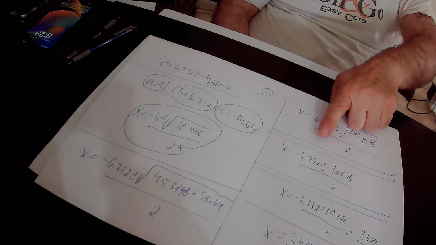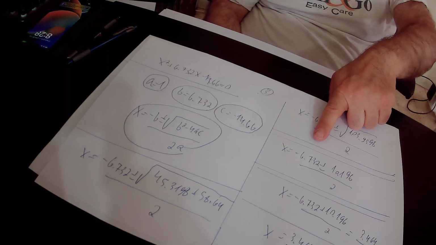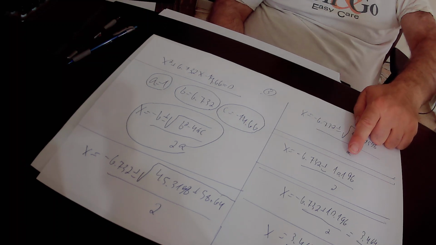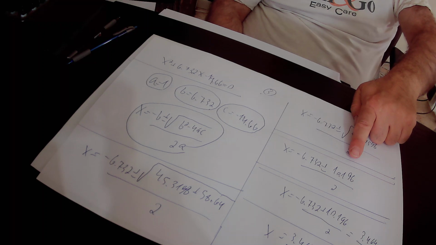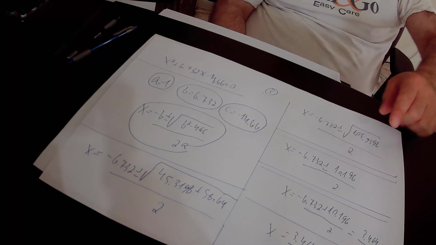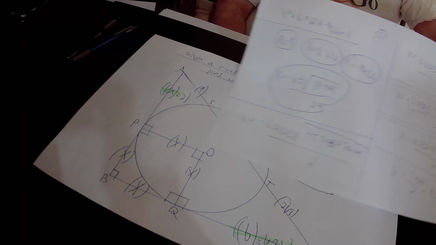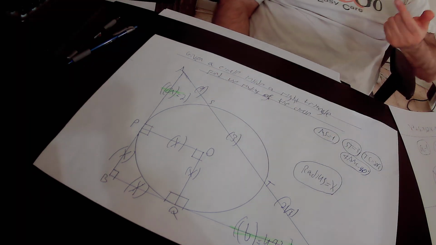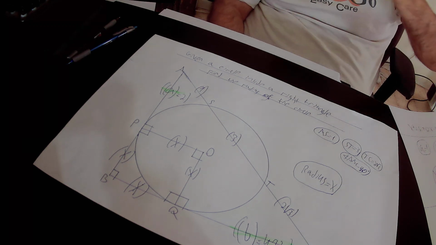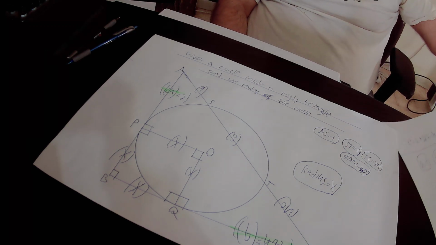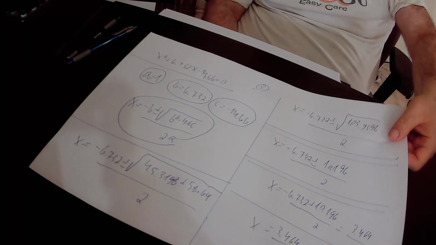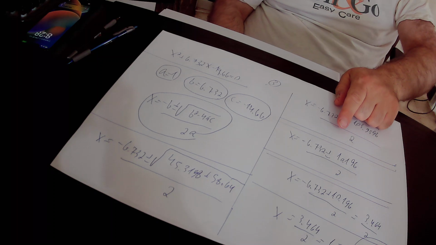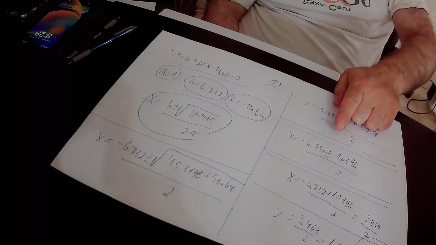The first solution is a negative solution, that is to say it is minus 6.732 minus 10.196. That is definitely a negative number, but x cannot be negative because, according to our definition, x is the radius of this circle, and the radius is a length, and a length must be a positive number. So the negative solution is not a correct solution. So we take into account only the positive solution for x.